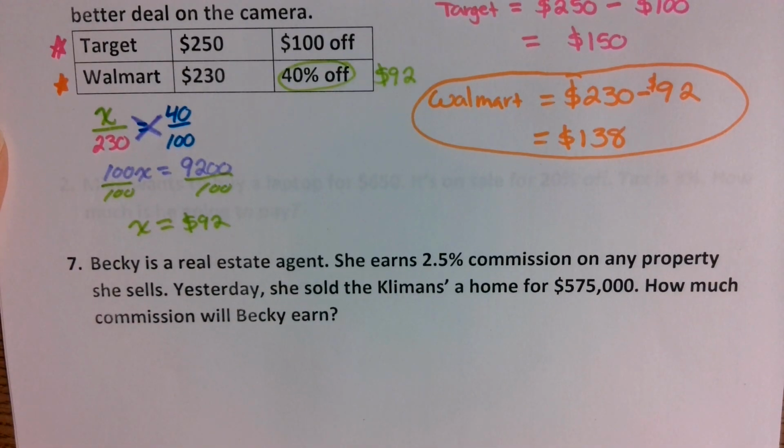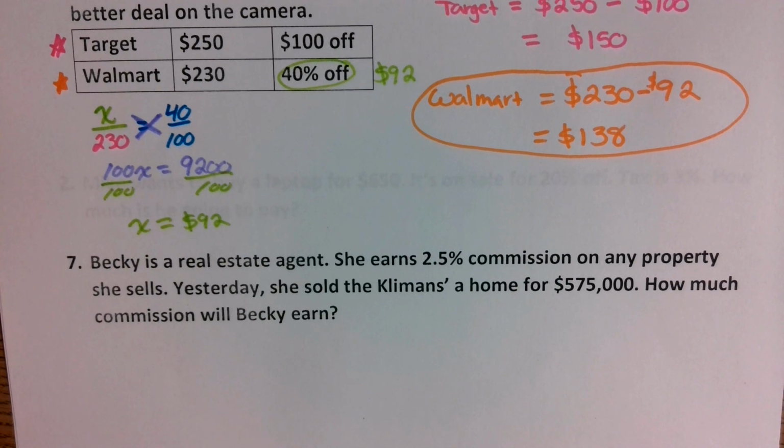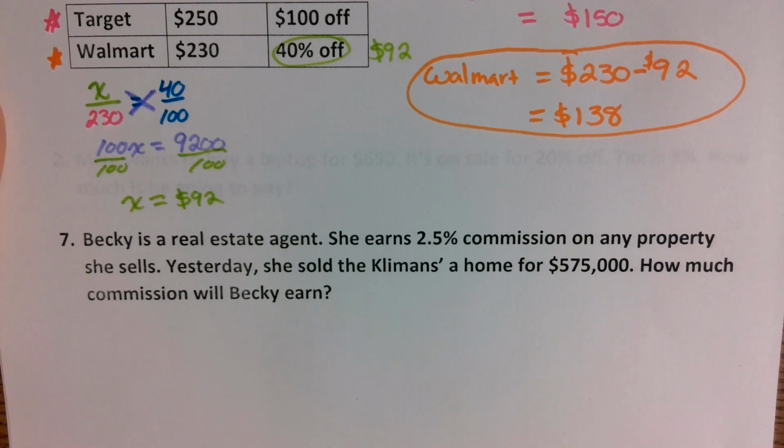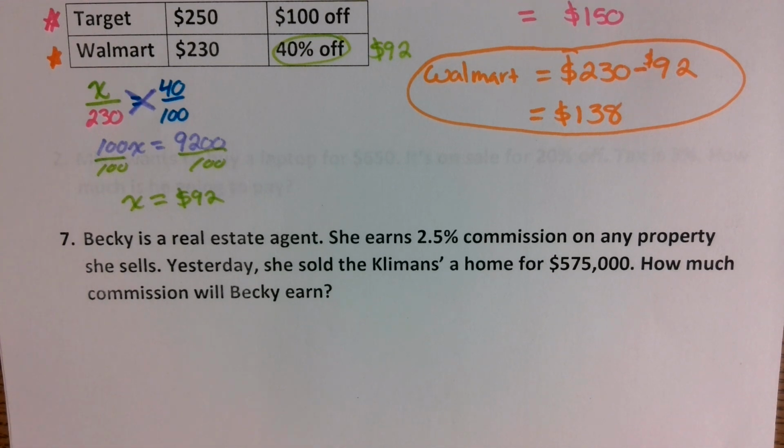All right, let's take a look at problem number 7. Becky's a real estate agent. She earns 2.5% commission on any property she sells. Yesterday, she sold the Klymans a home for $575,000. How much commission will she earn?